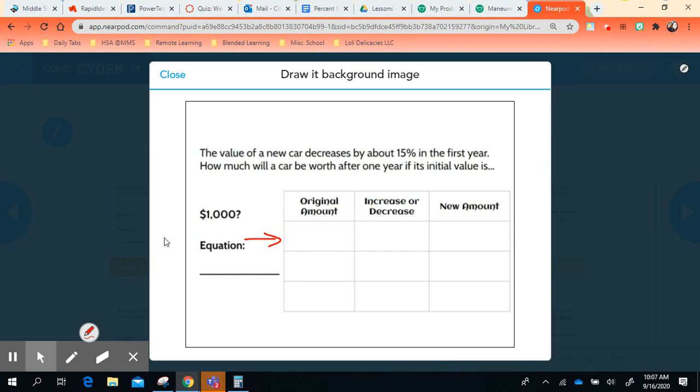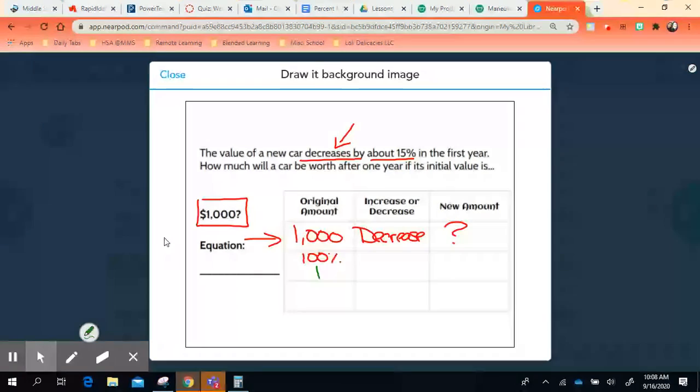So I saw people put decrease about 15%, and our number is 1,000. Now, I saw people put $1,000 as our original amount. Remember, if you're underlining that it's a decrease, then that means in here, you're putting decrease. And I only saw one person that didn't do that. And we don't know our new amount. Now, what is our original amount percent? 100%. Which is what decimal? 1. Perfect. So I saw some people put that equals 1. That works too.